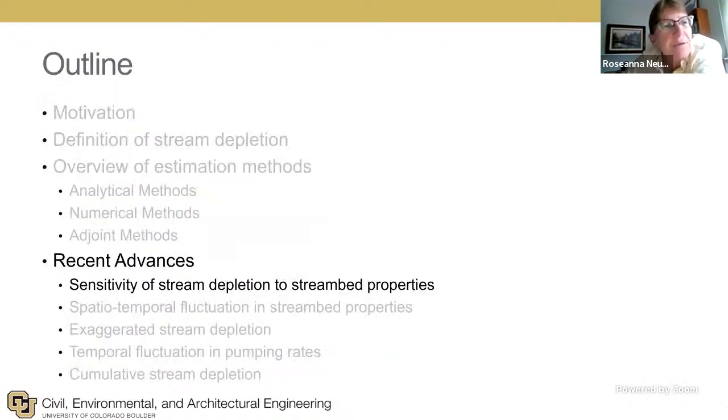All right, so we'll move on then to talk about some of the recent advances from my students and some of the work that I have done. The first one we'll talk about is the sensitivity of stream depletion to stream bed properties.